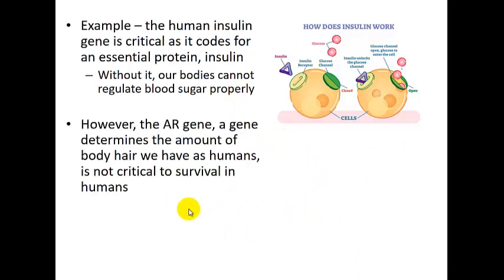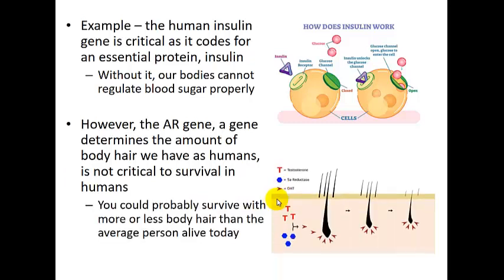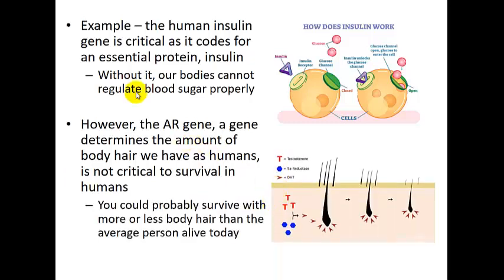Now, there are other genes in the body. For example, the AR gene, which stands for androgen receptor gene. This is a gene that, in a sort of complex roundabout way, ultimately can control the amount of body hair we have as humans. And body hair is not really critical to our survival, especially since as humans, we're able to coat ourselves and warm ourselves. But ultimately, a mutation of this gene can actually cause hair follicles to be larger or smaller and more pronounced or less pronounced.